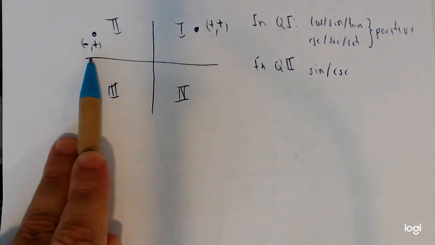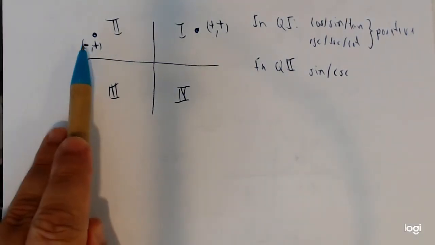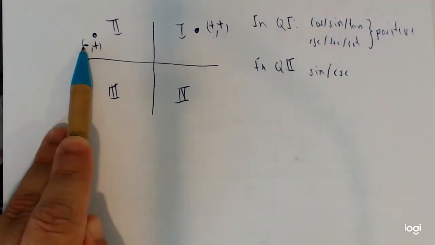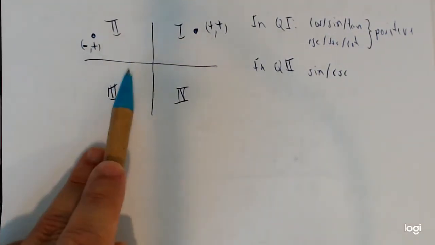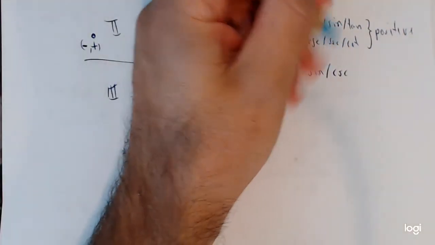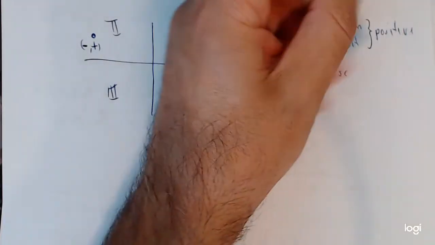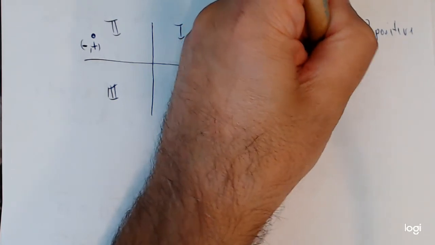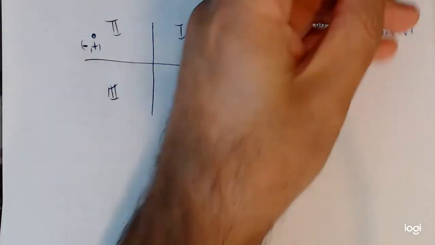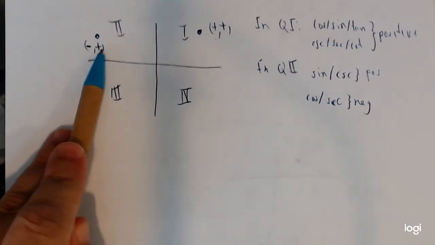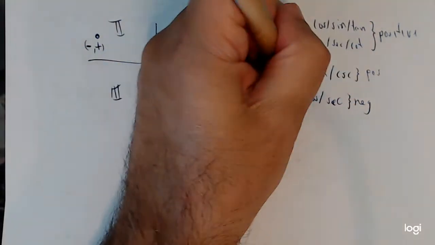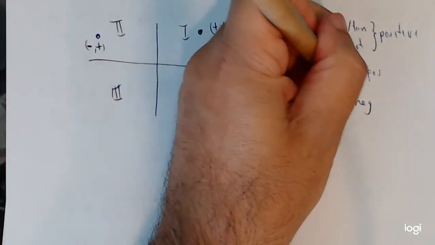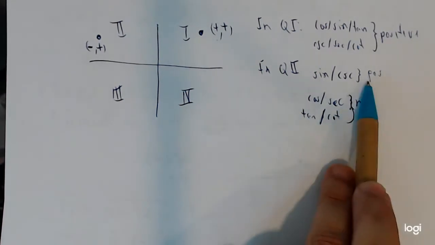How about cosine? Cosine is what? X over r. Now look, x is negative divided by r is positive. So negative divided by positive is negative. So cosine, and obviously its reciprocal, which is going to be secant, are negative. So these guys are positive, these guys are negative, and then how about tangent? Tangent is y over x, positive divided by negative, and tangent is negative, and so is cotangent. So what is it that we notice in quadrant 2? Only sine and cosecant are positive.